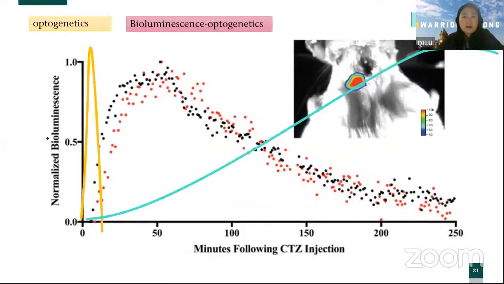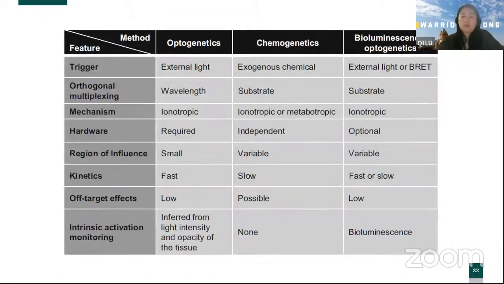So generally, to compare the time course of optogenetics, bioluminescence-optogenetics, and chemogenetics: optogenetics is quite sharp. It gets turned on and turned off quite sharply and quite fast. In the middle is the time course of the bioluminescence-optogenetics that we introduced today. For chemogenetics, it is much slower, but it can last longer.